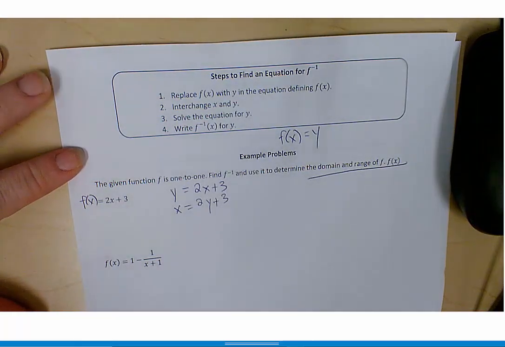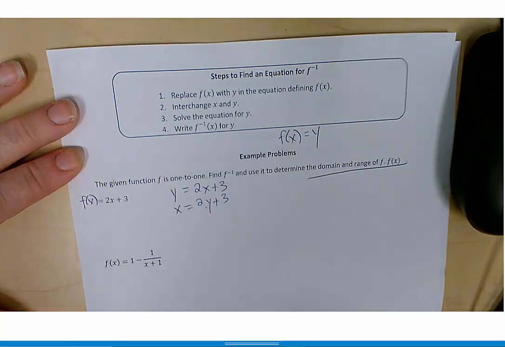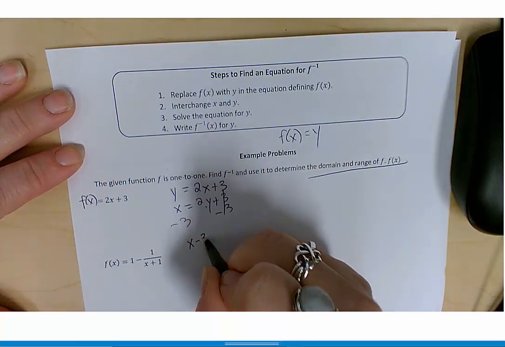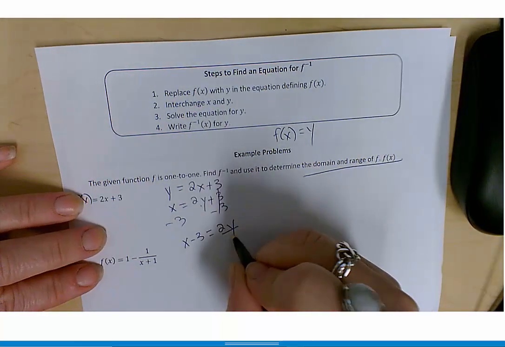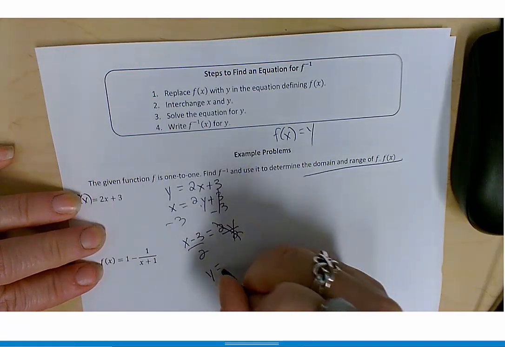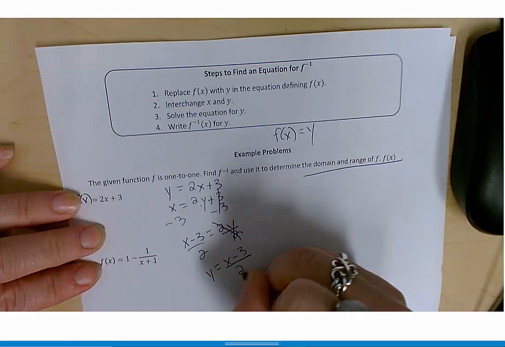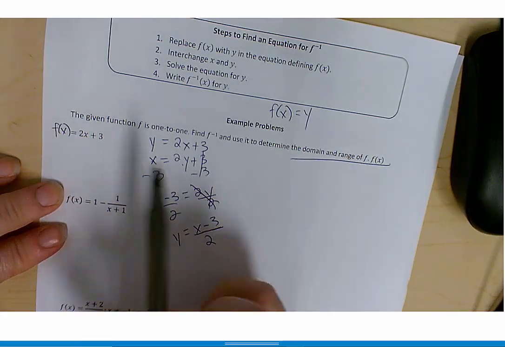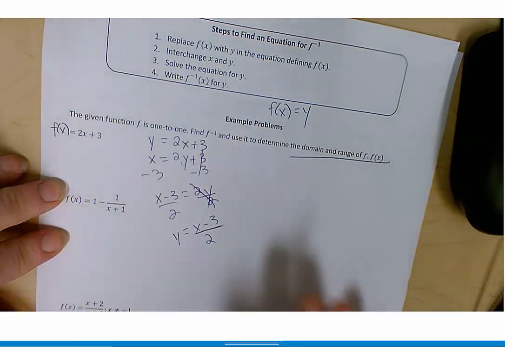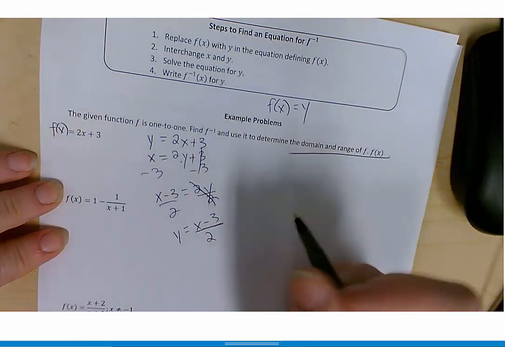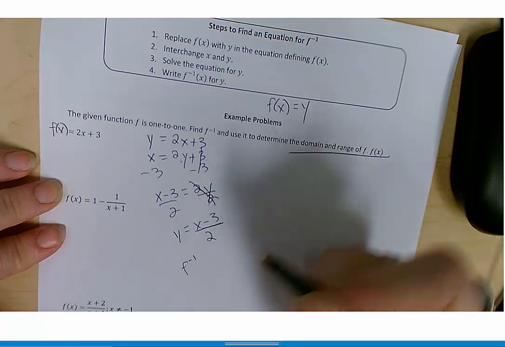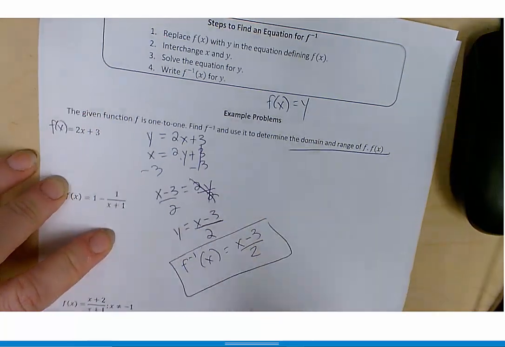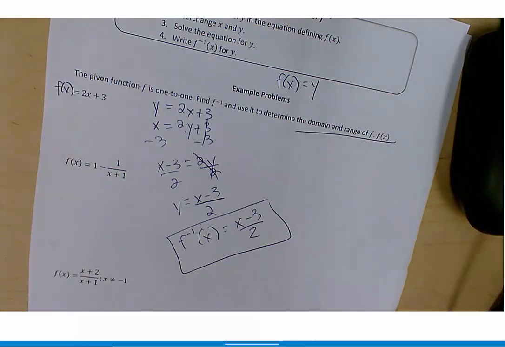Step 3, where most of your work is going to come from, solve for y. Get that equation, y equals. Subtract the 3 on either side, giving us x minus 3 is equal to 2y. Divide each side by 2, and y is equal to x minus 3 over 2. Last step, we got rid of the function notation here in the beginning. We need to put that function notation back in. Keep in mind this is now the inverse function that we found. So we're going to replace y with the inverse function notation here. And the inverse is equal to x minus 3 over 2. So that is our function there.